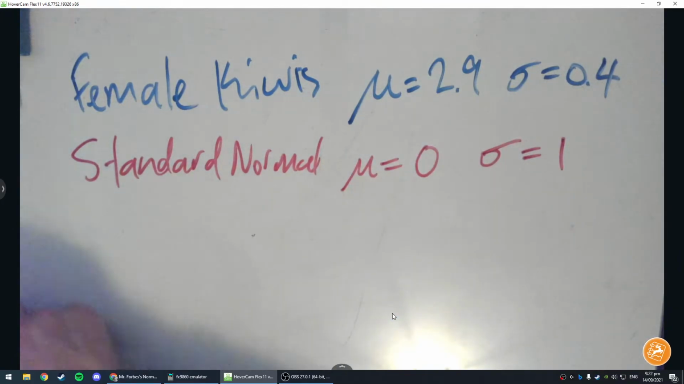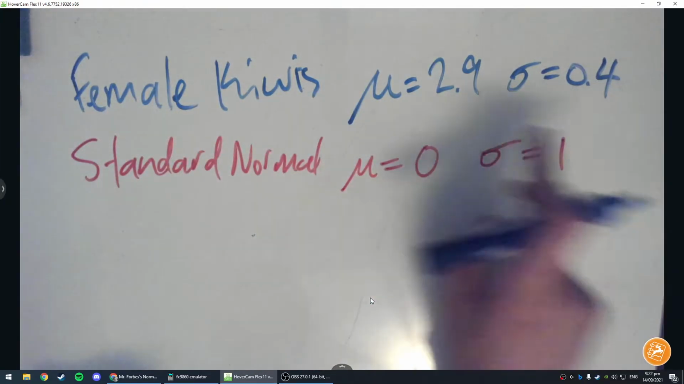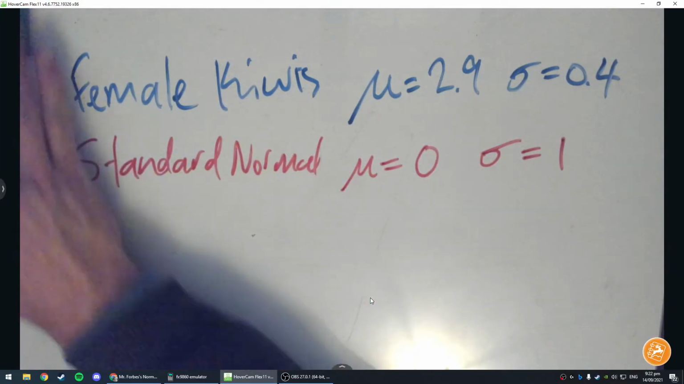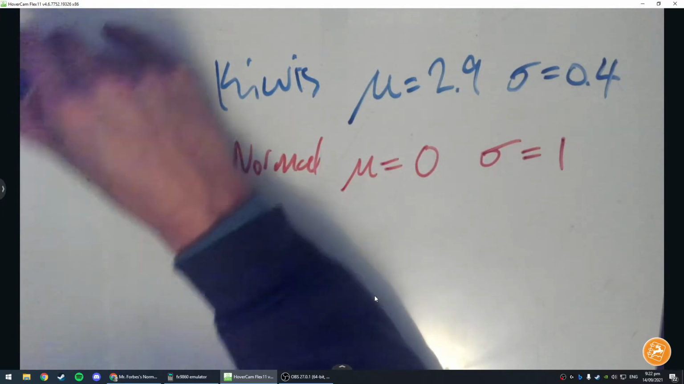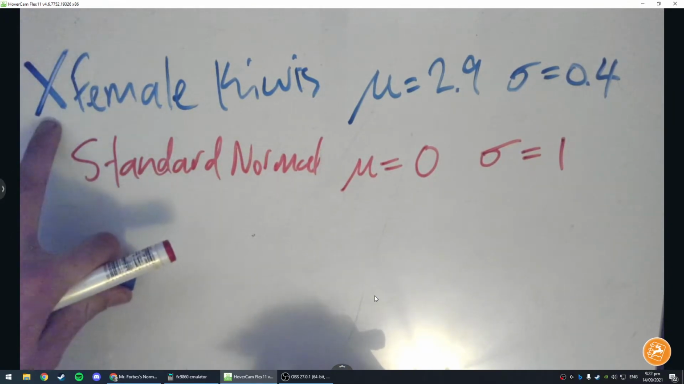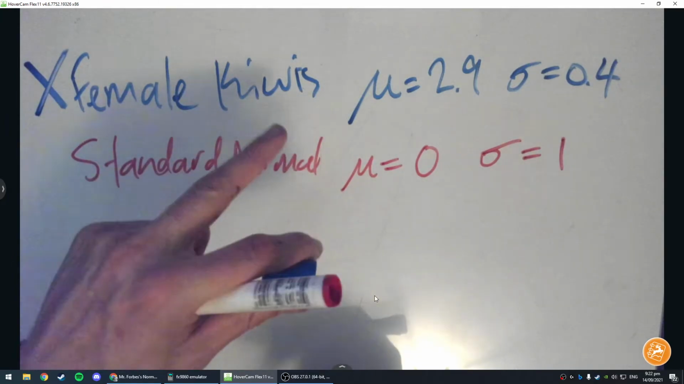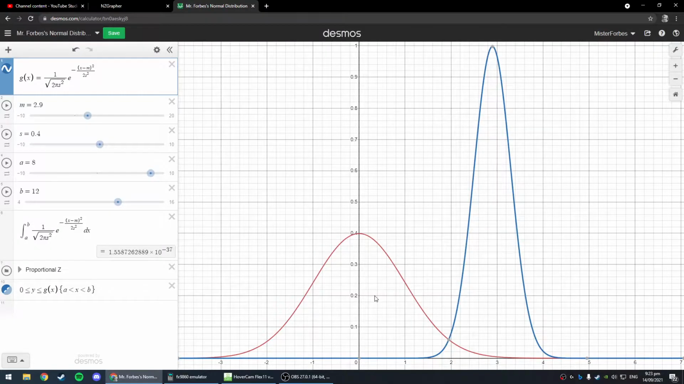Now, they have names, right? Any distribution or model that we are going to come up with, we are going to call that random variable x. It's a random variable because every female Kiwi is going to come in and have a different weight, right? Every female Kiwi we look at is going to appear somewhere here at random. So that's why we're going to call this distribution x, and it is a random variable.